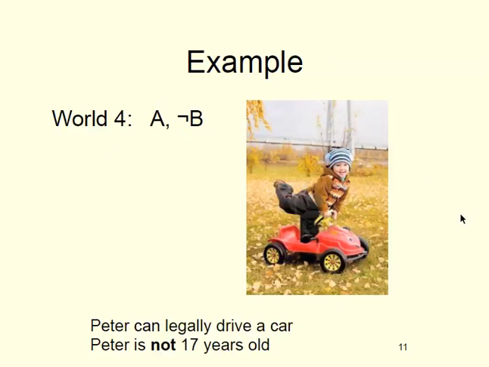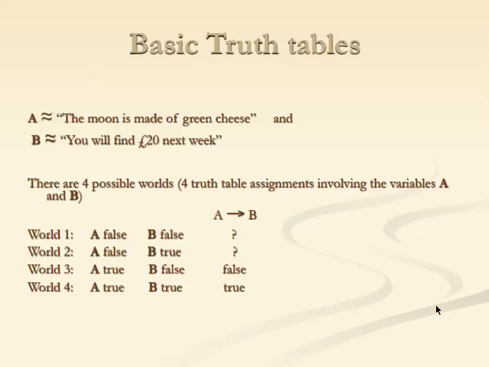And finally, the last world, you might discuss whether it exists or whether it's a reasonable world. But in this world, he can legally drive a car because of the way we interpret it. In this world, to drive a car, this is counted as a car, basically, even though it's just a toy car. But he's not 17 years old. So we have these 4 different worlds.